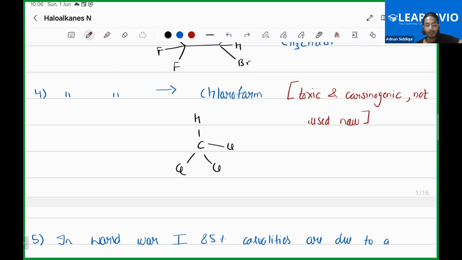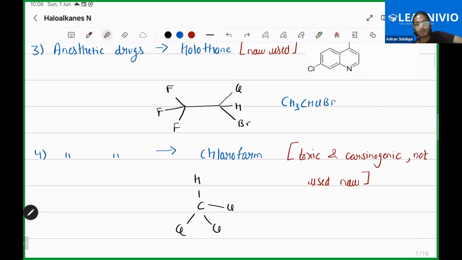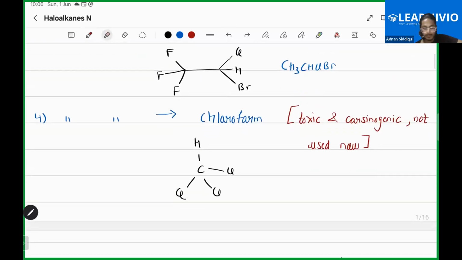So chloroform is not used anymore. Why? Because chloroform was found to be toxic and carcinogenic. If you use chloroform, then you have some chances of getting heart diseases. Carcinogenic means heart diseases, right? So chloroform is not used anymore. We are using halothane instead of chloroform, right? And chloroform is basically a haloalkane. Why a haloalkane? Because the formula is simple, CHCl3. A haloalkane, right?